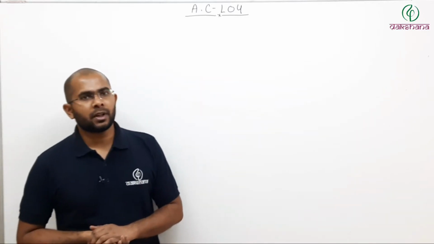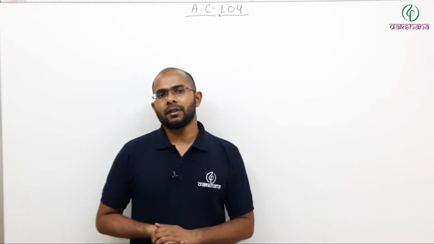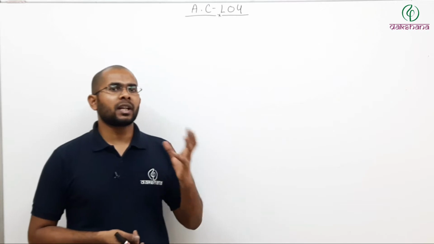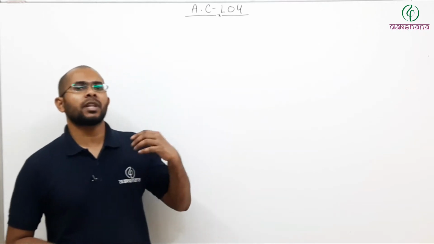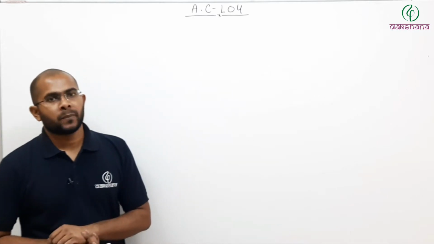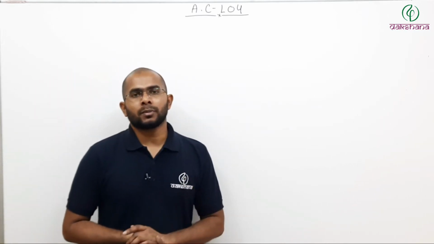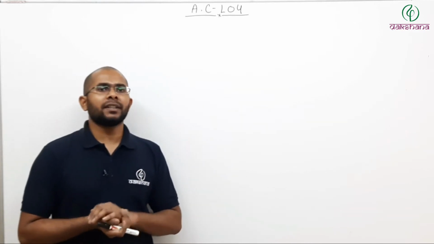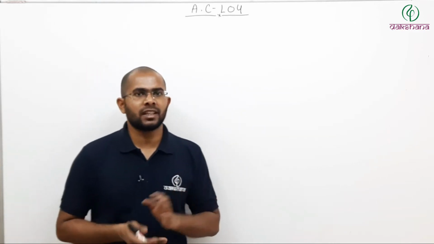Until now in this chapter of alternating current, we have covered what is alternating current. We have also covered what is purely capacitive circuit, what is purely resistive circuit, and what is purely inductive circuit. In the last lecture, we also talked about how we can use vector method to find the current in an AC circuit very easily.